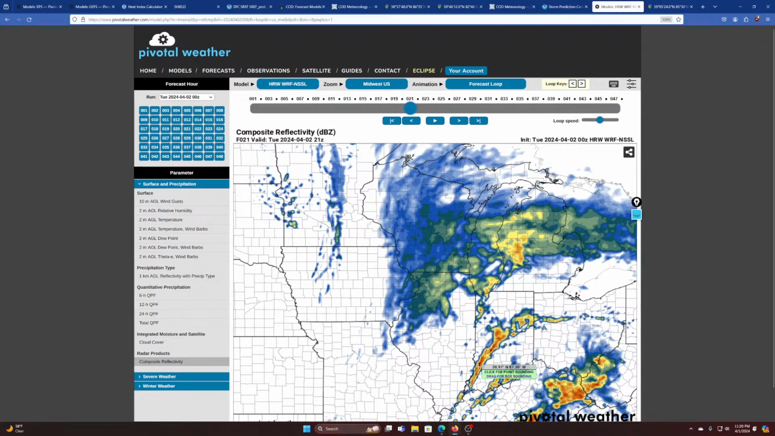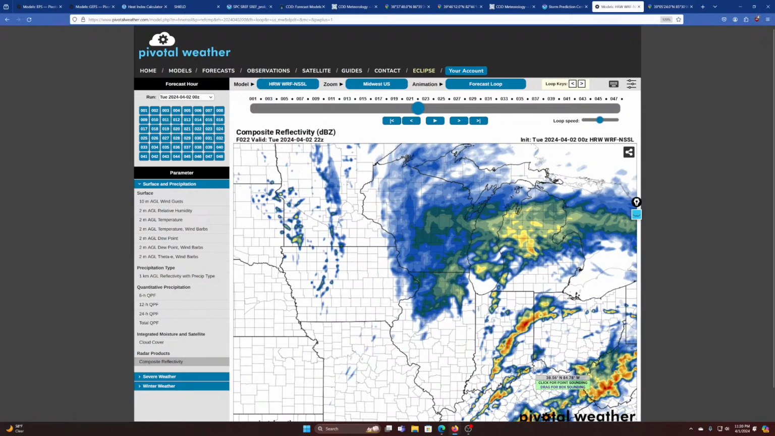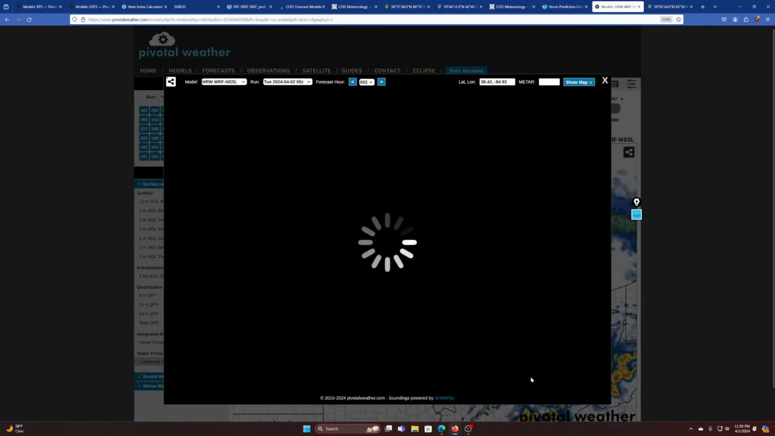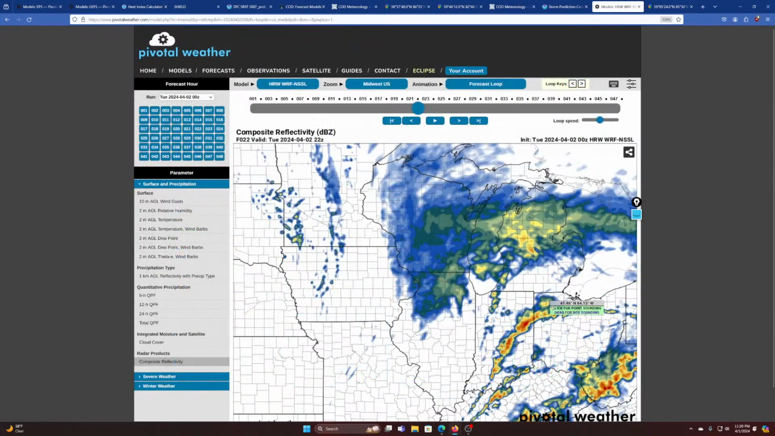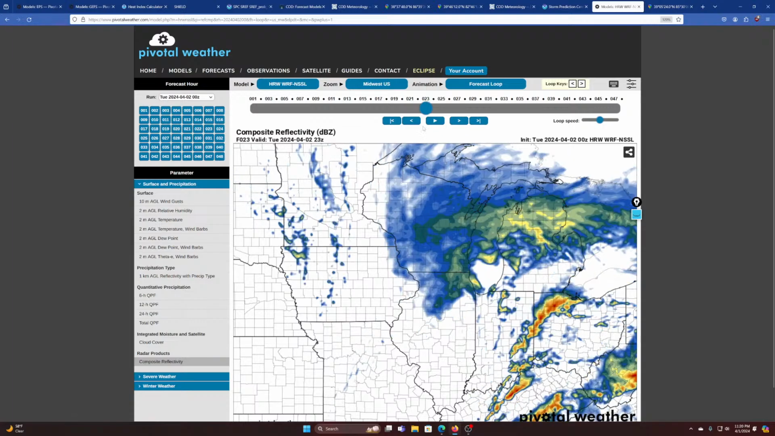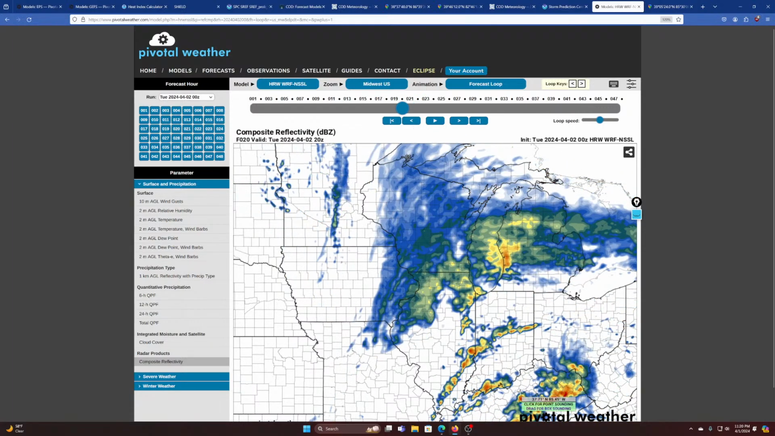This has actually more of a line, similar to what you have in Mississippi and Alabama. These ones are kind of by themselves. Let me see. This one has less than 53 CAPE. Let me go back to 19Z maybe, or 20Z.